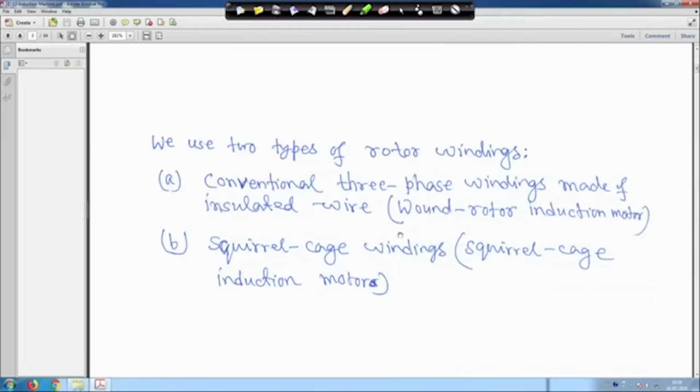We use two types of rotor windings. One is the conventional 3-phase winding made of insulated wire, which we call a wound rotor induction motor. Some circuit diagram we will show later. Another is the squirrel cage winding, that is the squirrel cage induction motor. Ultimately the operating principle of both is the same, but in the wound rotor case we will see slip rings. Later I will show you the circuit diagram where resistance can be connected, and finally the resistance will be slowly cut down and everything short circuited together. So, the rotors of an induction machine are short circuited.